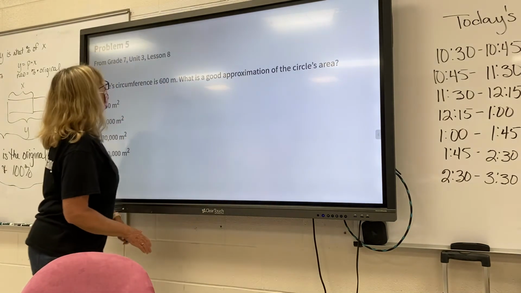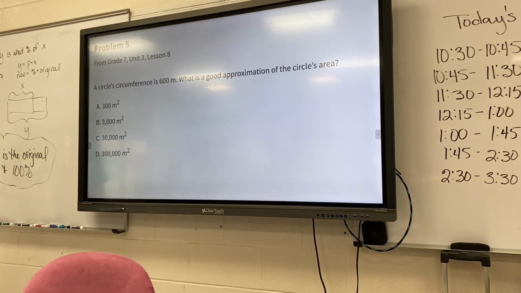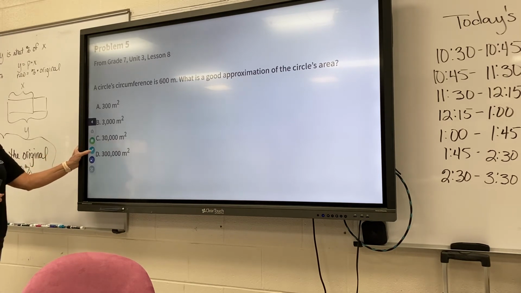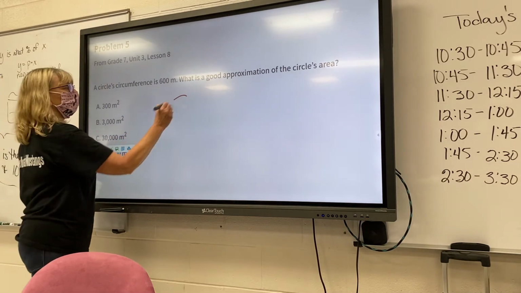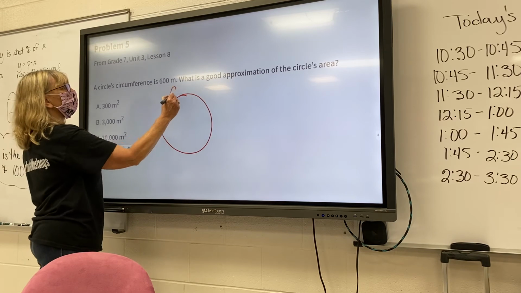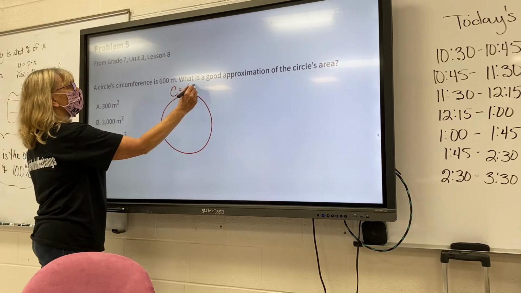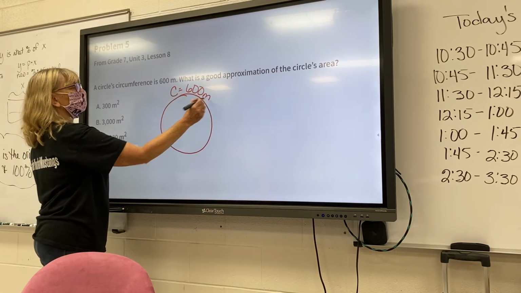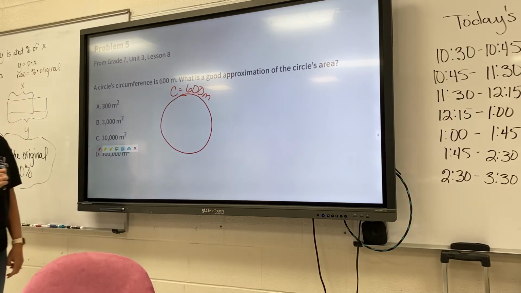All right, problem 5. A circle's circumference is 600 meters. What is a good approximation of the circle's area? Well, I'm going to draw a circle. The circumference equals 600 meters, and I want to know the area.